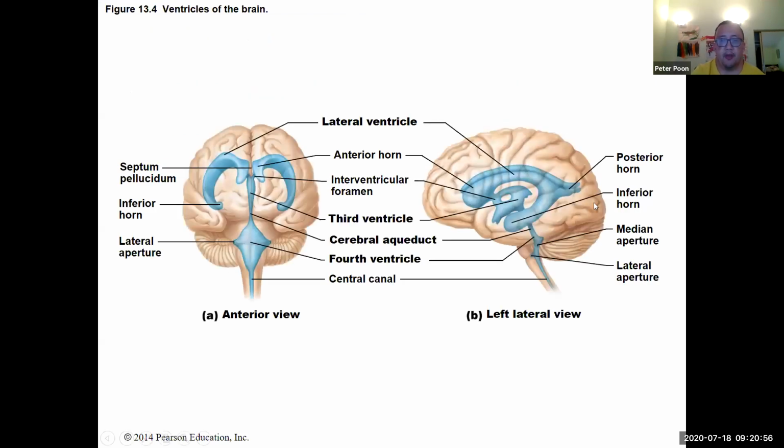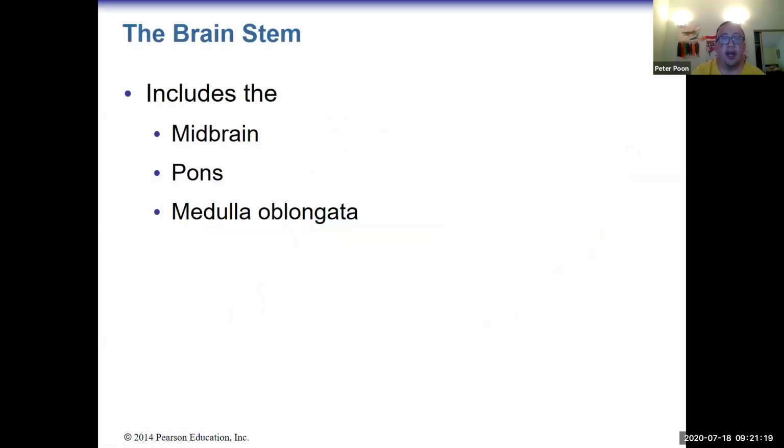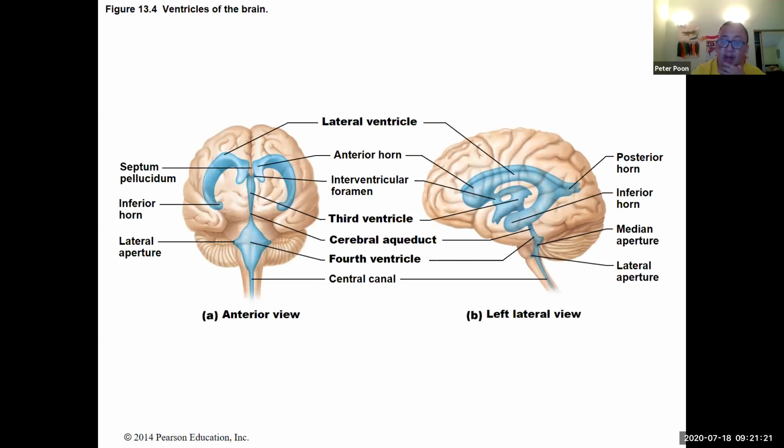So here, okay. So these are the lateral ventricles. This is the third ventricle. This narrow tube here, okay, it's actually probably narrower than what they're drawing here, okay? It's the cerebral aqueduct, and then this is the fourth ventricle, okay? Okay, these things supply cerebral spinal fluid, okay?